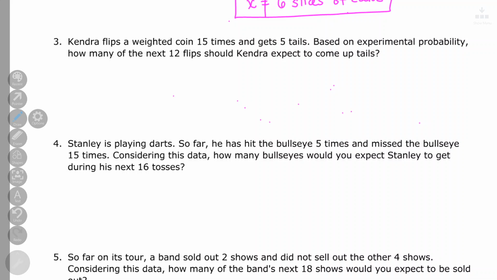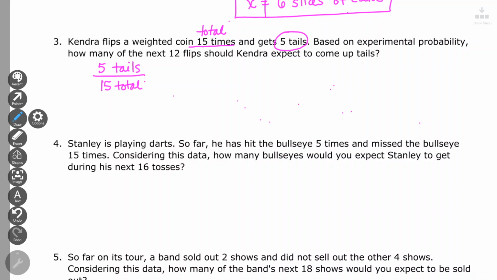All right, so what we've got to do is think about this. We know that we're flipping coins, right? So she does 15 total flips, and 5 are tails. Those are important. So let's write 5 tails over 15 total. Now, when we set up our proportion, we've got to look and see how many total flips she is going to do for the second fraction: a total of 12.